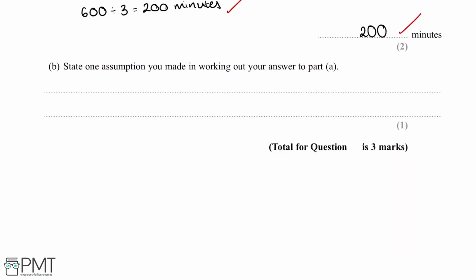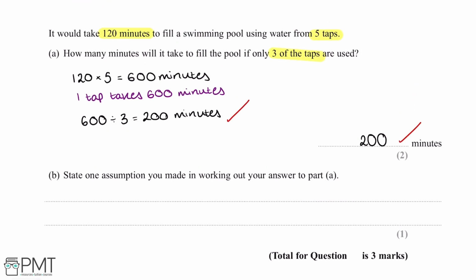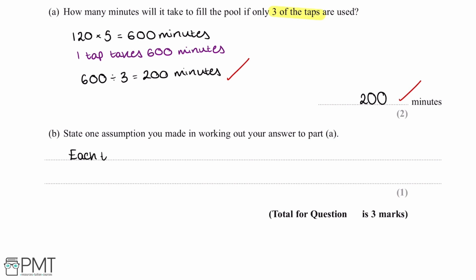State one assumption you made in working out your answer to part A. So in part A, we worked out that 1 tap would take 600 minutes to fill up the pool. So this is assuming that all of the taps would take 600 minutes. However, some taps may have a higher water flow than other taps. So therefore, the assumption we made was that each tap filled up the swimming pool at the same rate. So we can write something along the lines of each tap will fill up the pool at the same rate.